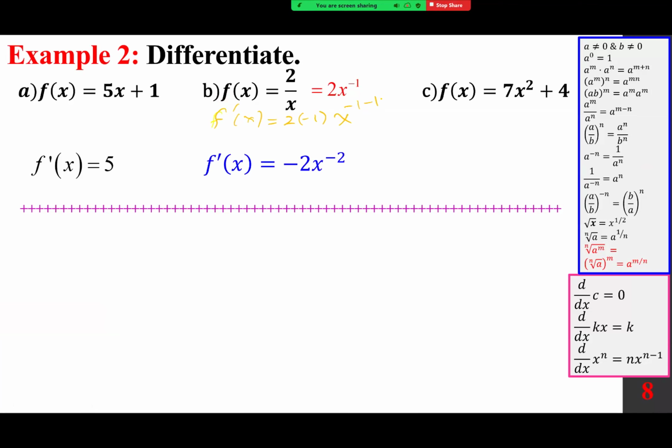You use the negative exponential rule. You take x to the power of minus 2 down. In fact, you're using this one. And you put it back in the proper format. You're done. This one, very simple. 7 times 2, 14 x to the power of 2 minus 1, simply 14x, and we're done.